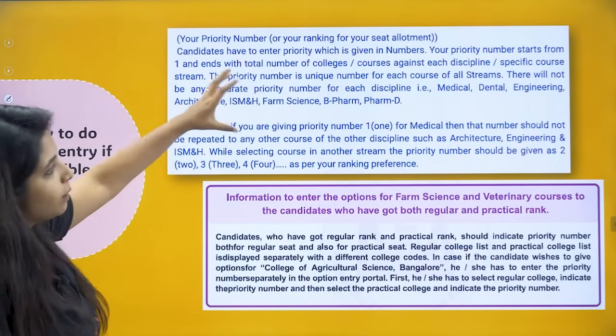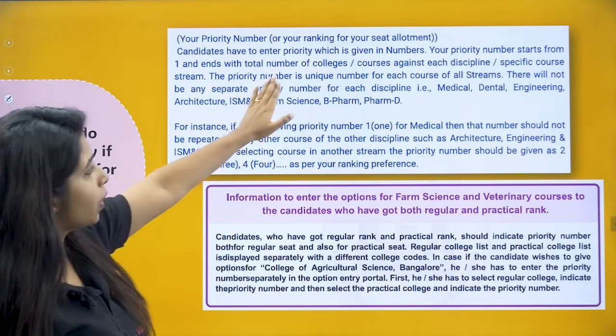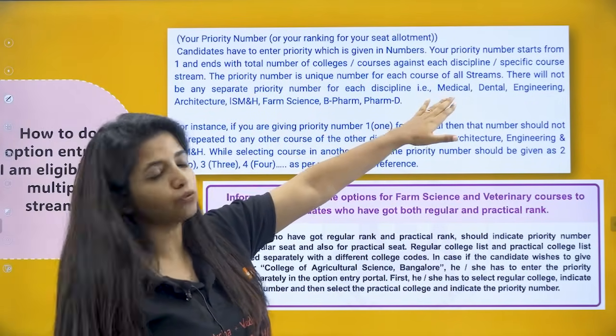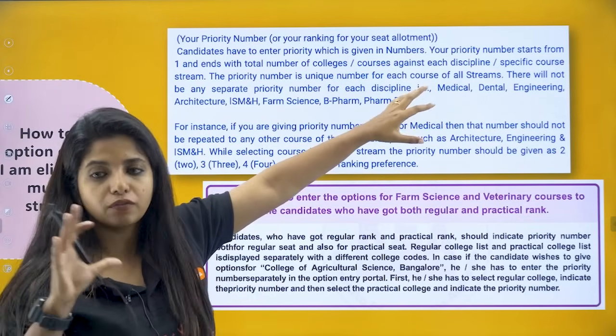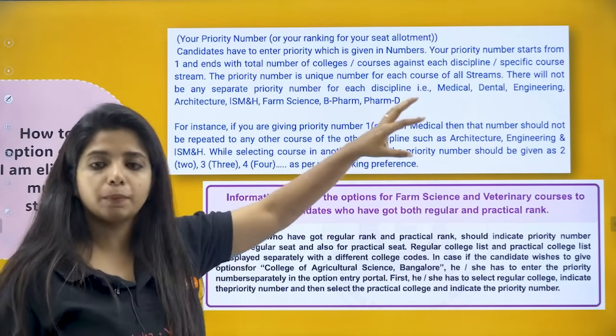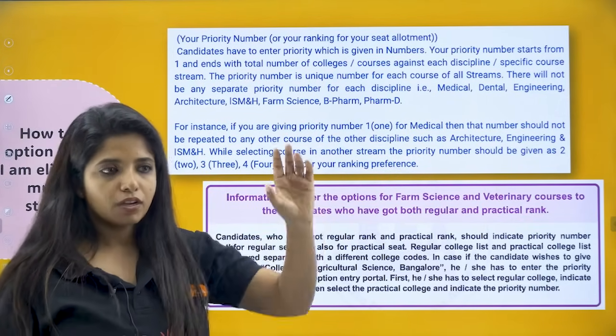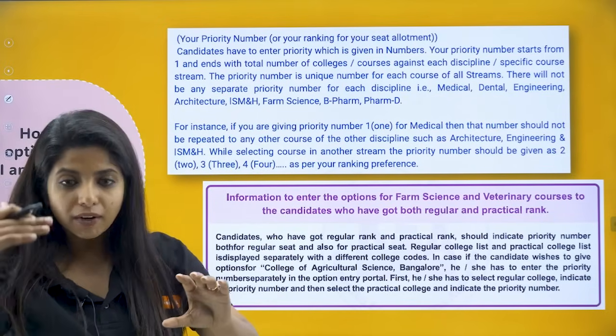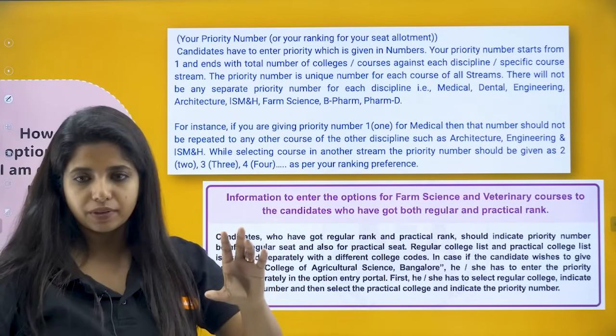Now, the same thing is being written over here, that the priority number is a unique number for each course, the 1, 2, 3 number. It is unique for each course. There will not be any separate priority number for each discipline. So 1, 2, 3, 4, and then not again 1, 2, 3, 4. It's the same, continuous.